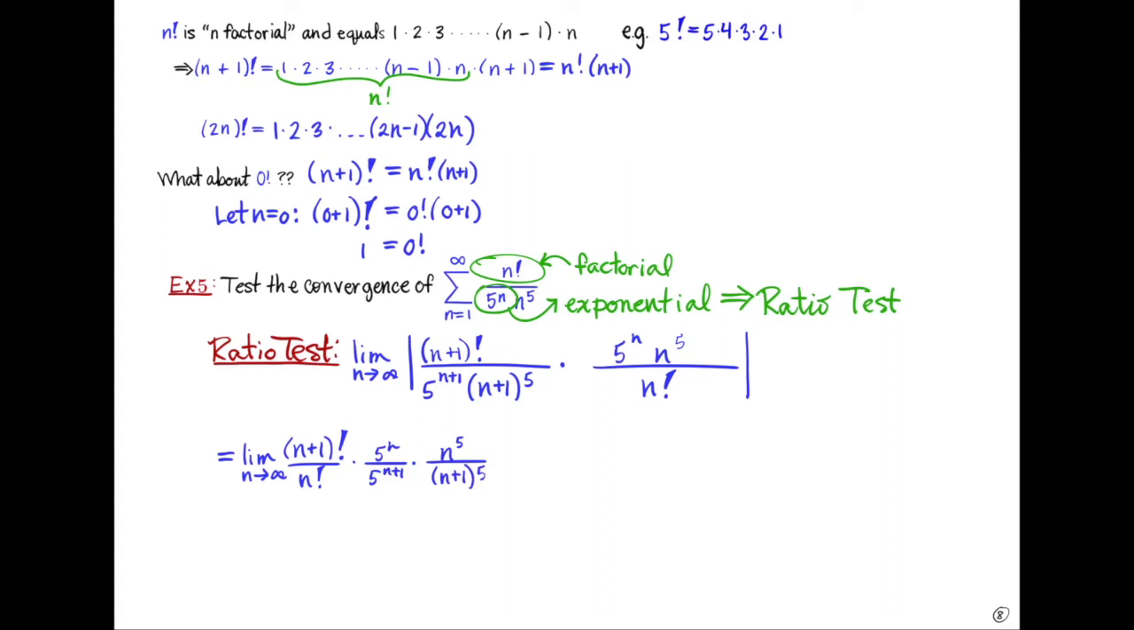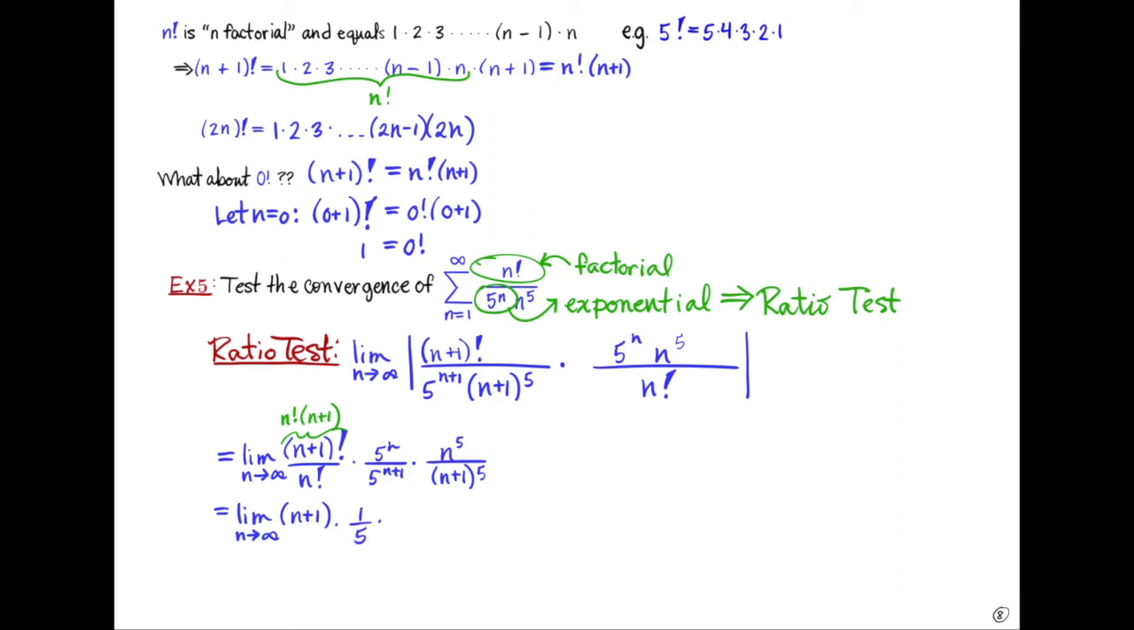Before we evaluate this limit, let's simplify as much as we can. So in the numerator, this (n plus 1) factorial is n factorial times n plus 1. We have an n factorial in the numerator and n factorial in the denominator. Those cancel out, and we're just left with n plus 1. Five to the n divided by 5 to the n plus 1 simplifies down to 1 over 5.